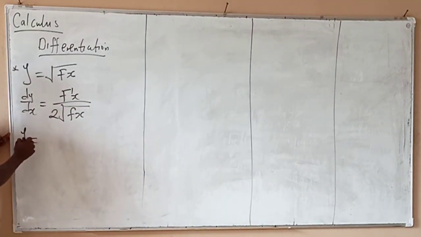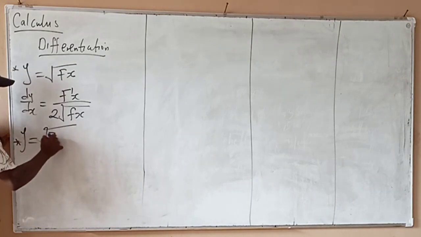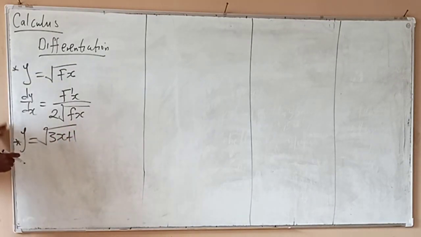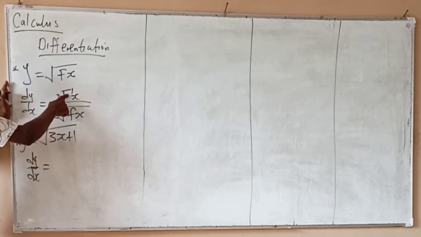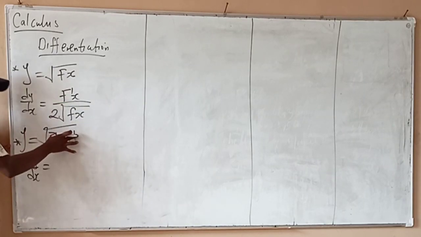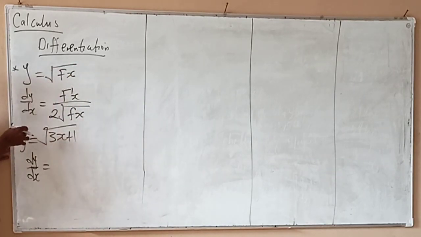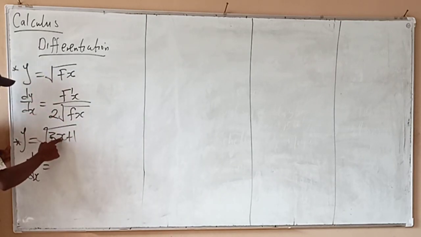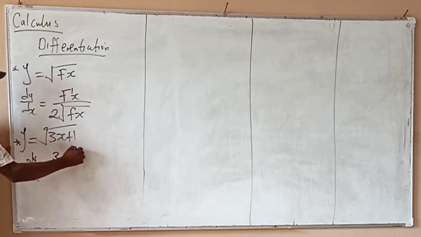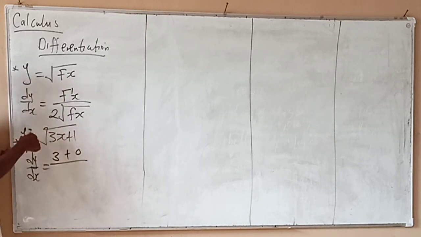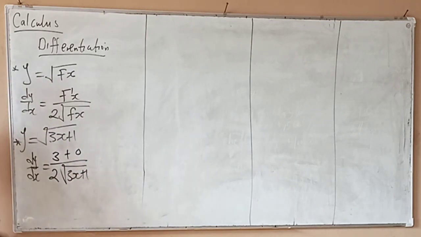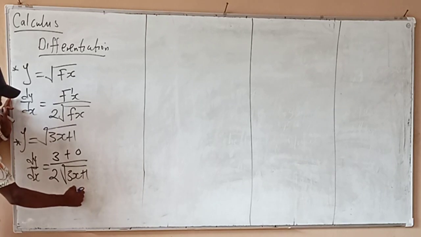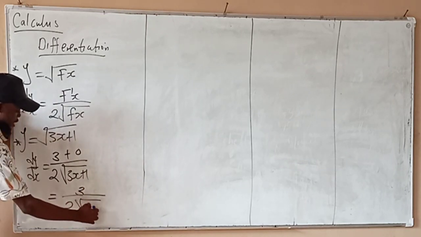For example, let's say y is equal to the square root of 3x plus 1. The dy over dx is going to be the f prime. What's the meaning of f prime? F prime means differentiate what you have inside that bracket. So if I differentiate 3x, I'm going to have 3. Differentiate 1, I'm going to have 0, over 2 times the same square root, 3x plus 1. So we're going to have 3 over 2 root 3x plus 1.